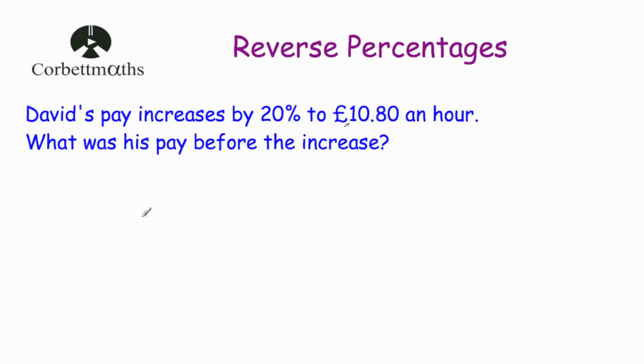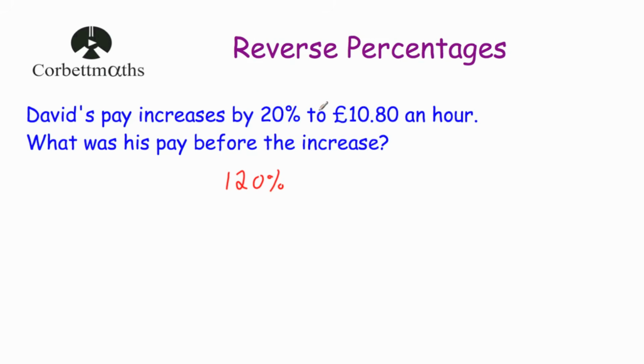So our next question says, David's pay increases by 20% to £10.80 an hour. What was his pay before the increase? So David's pay has gone up by 20%. So it was 100% and it's gone up by 20%. So it's now 120%. So if David's pay had gone up by 19%, it'd be 119%.